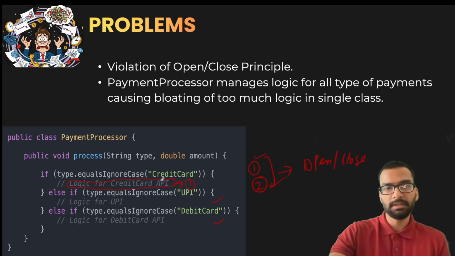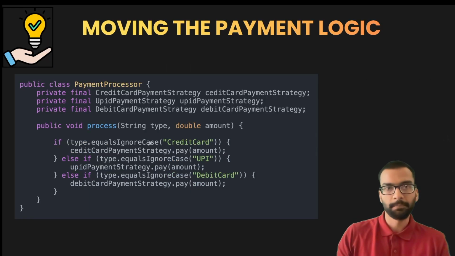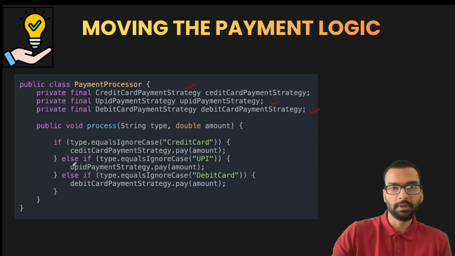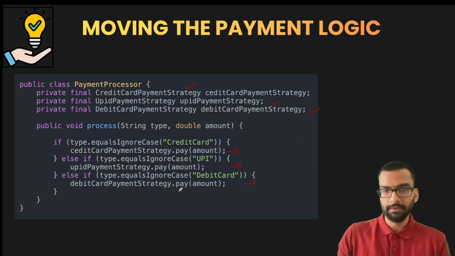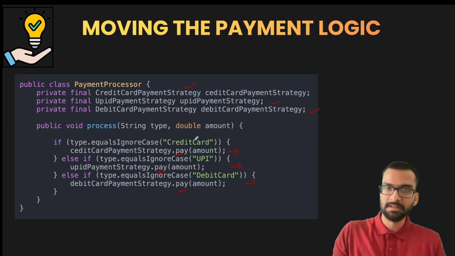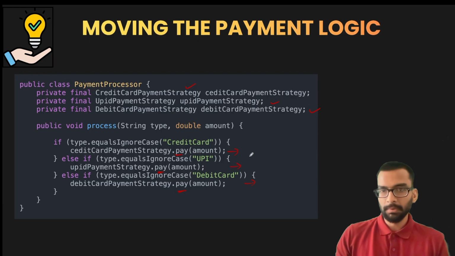How we can update this code is to place this logic into new classes. Let's say those new classes are credit card payment strategy, UPI payment strategy, and debit card payment strategy. Now all this logic will be encapsulated into these classes. Let's say all of them have a pay method, and it just accepts the amount because the type is now determined in the strategy. So we just need the amount to get the payment processed. It solves the first problem, that we don't have to update the code if the credit card, UPI or debit card logic changes.